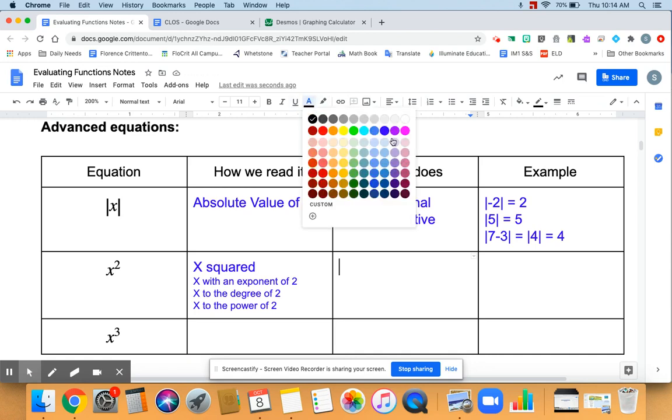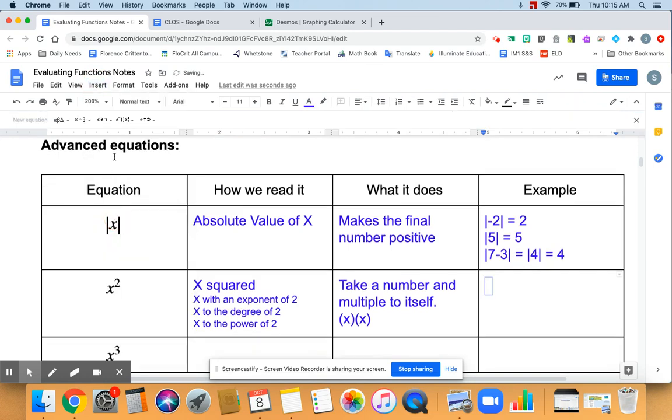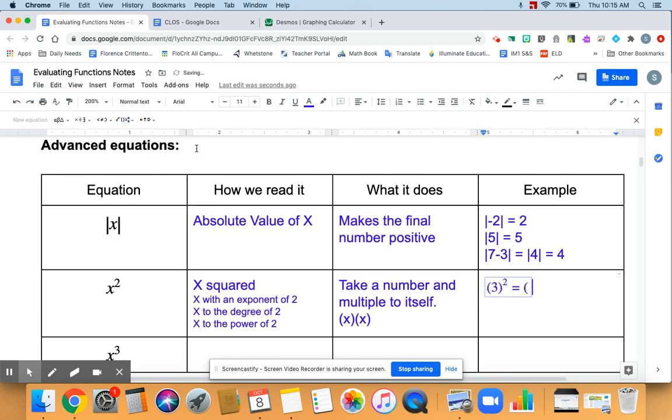So what it does, x squared means take a number and multiply it to itself. If we don't know what that number is, then it means it's x times x. So x squared means whatever x is, it's times to itself. So a couple examples. I could do 3 squared, and that means I do 3 times 3, and 3 times 3 is 9.